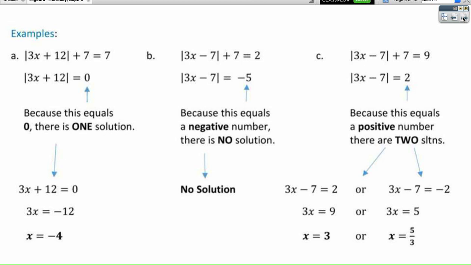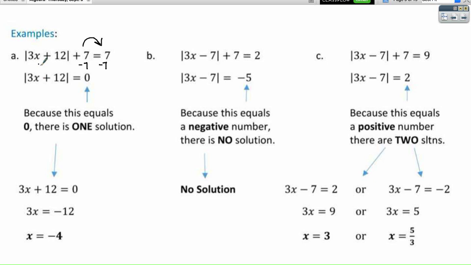So let's look at a couple of examples of those. So if I had this original absolute value equation, first I would have to clean it up and get the absolute value expression alone before I continue solving. So I have this plus 7 over here with it. I need to move it to the other side. So I'd have to minus 7 from both sides, and that would leave me with 0.